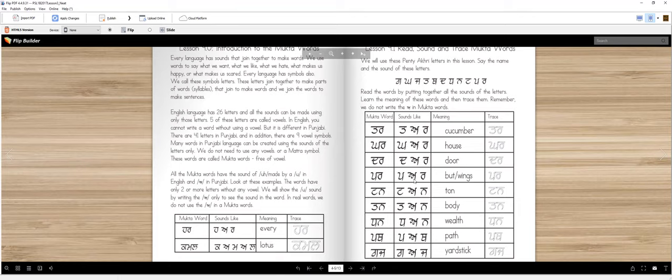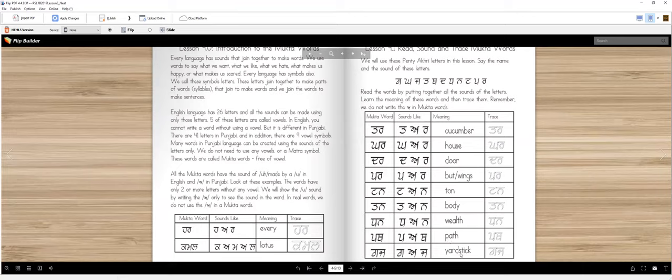Par, par, par. Par can mean butt, or par can also mean wings. Tan, tan. Tan is a weight, like pound, like ounce, this ton. Tan is body. Tan means money, wealth. Path is path. Hey, it sounds like path, right? Path is the same as path.